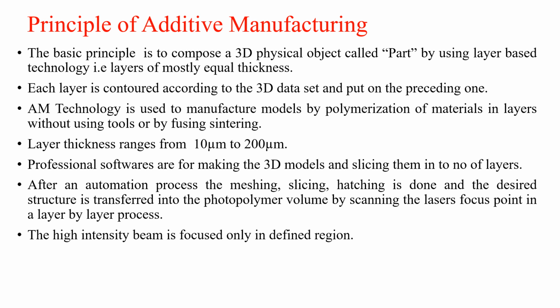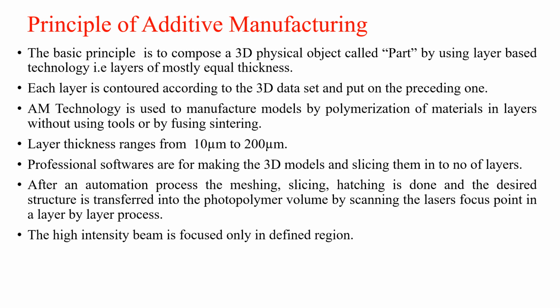Next, after one layer has been contoured, the platform is dropped down by the single layer thickness. For example, if the layer thickness is 10 micrometer, once the first layer has been contoured, the platform goes in the downward direction by 10 micrometer and another fresh layer of the material is added over the previous one.